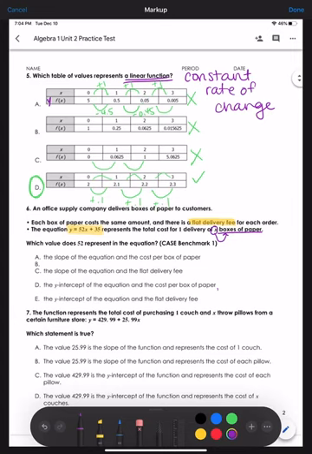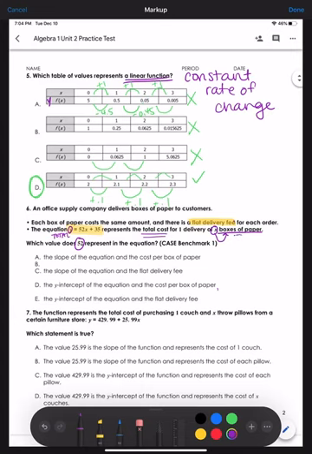So it says which value does 52, and there's going to be a few of these types of questions. Which value does 52 represent in the equation? So I want to look at this and kind of think through what each thing represents. So it says the equation represents the total cost. So that means that y is the total cost. And my cost is made up by this flat fee. Plus, if I'm buying paper, I'm going to have to pay for the paper itself. And the amount I pay depends on how many boxes of paper, like I have over here.